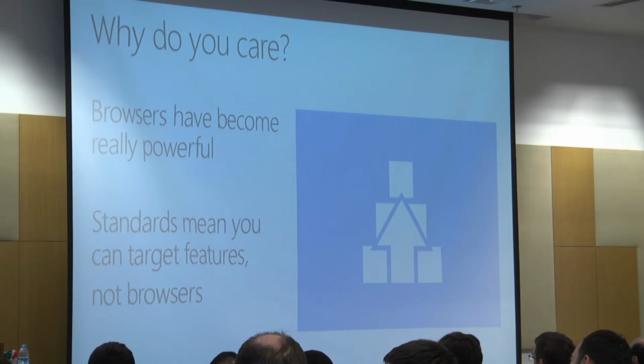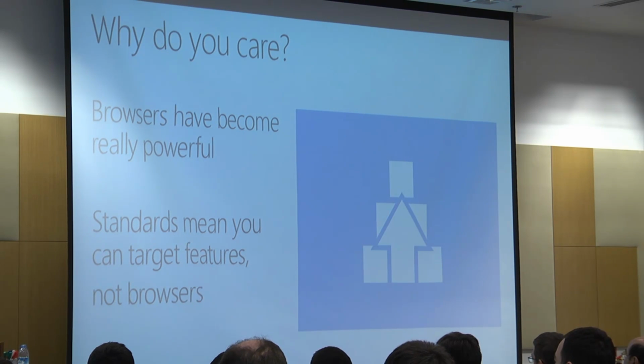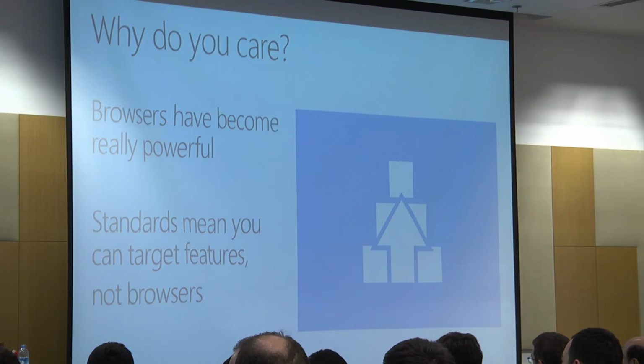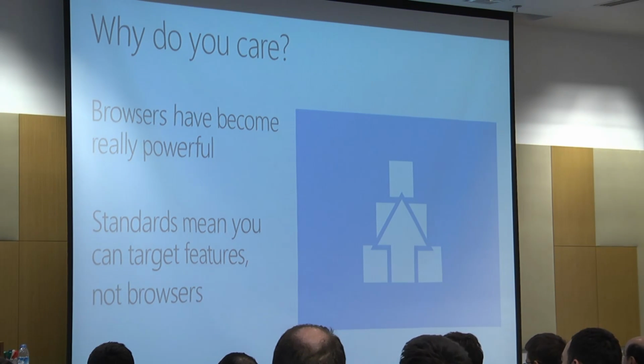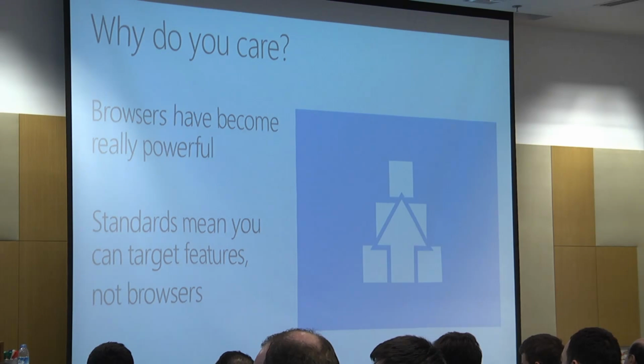This is really key. Target features, not browsers. So if you're writing code that says, if this is Internet Explorer, do this one thing, or if this is Chrome, do something else, or this site does not support Internet Explorer, or this site does not support Chrome, that's the wrong way to be doing it. That's not the correct way to develop for the internet.